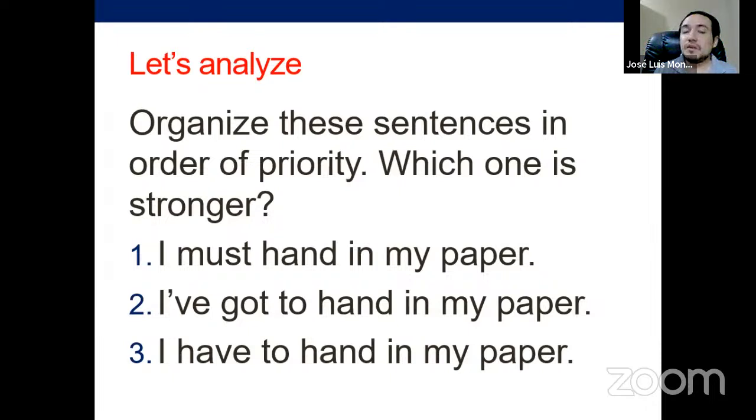Now, must is a model. I've got to is going to be close to an expression or a model-like verb that we also use for necessity. And have to, well, that's a verb, which we can use again as an expression for obligation or necessity. So even though our title says models of necessity, here we're using one model, one model-like verb, and one verb used as this expression. Let's take that into account.